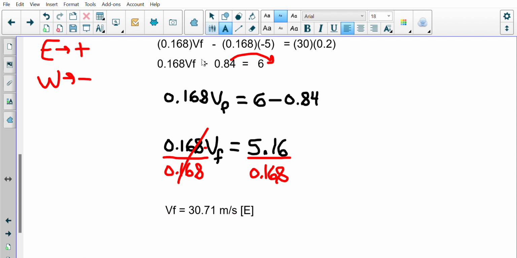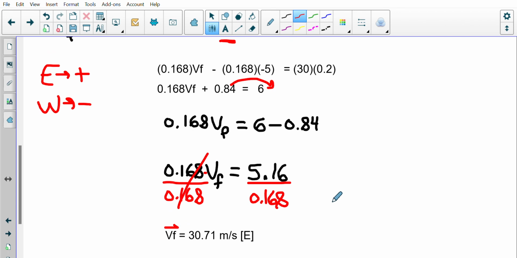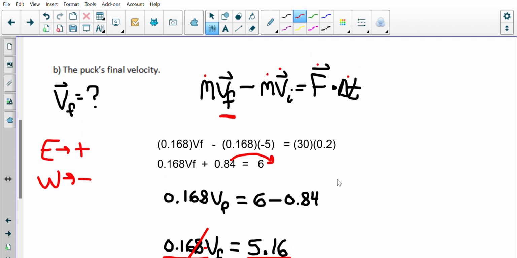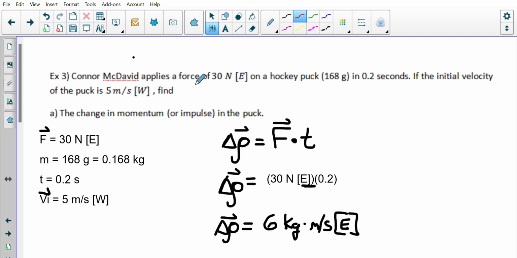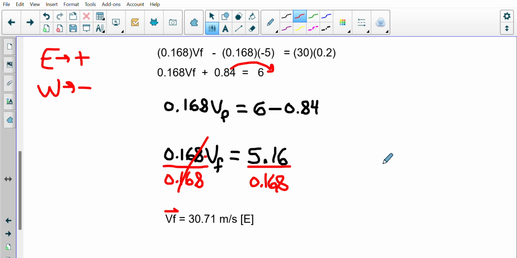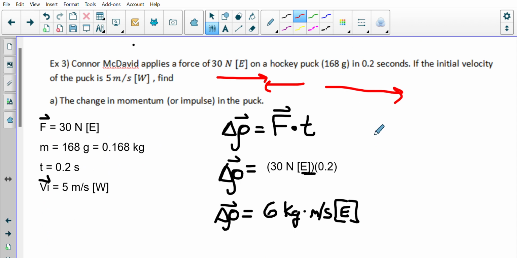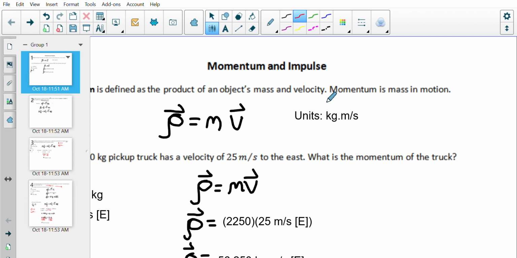Again, velocity is a vector, and that's why we have direction. And there is the velocity of McDavid's shot after it comes back. What's happening is the puck initially is moving west, coming back to McDavid, and then he hits it with an impulse of 6 kilogram meter per second east, and afterwards that puck is moving at 30.71 meters per second the other way. That is momentum and impulse, where impulse is a change in momentum, but momentum itself is mass in motion.